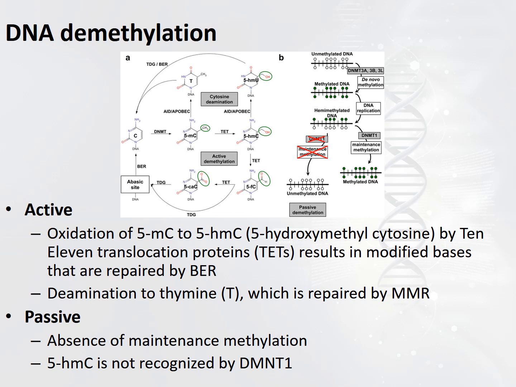This means that demethylation occurs simply by lack of maintenance following replication. For example, if DNMT1 is inactivated, or if methylcytosine has already been oxidized to hydroxymethylcytosine, and it's not recognized as methylated cytosine by DNMT1 during maintenance, and therefore no corresponding methyl group is added on the cytosine on the other strand.